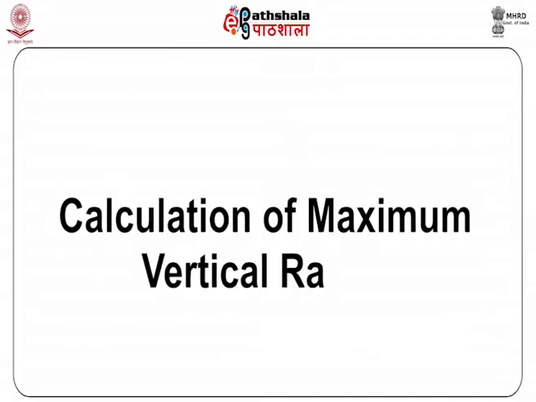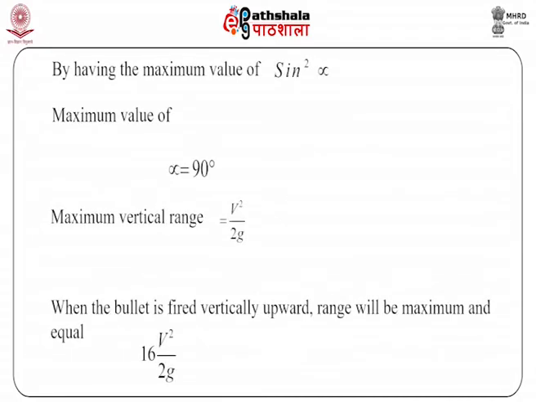Calculation of maximum vertical range. By having the maximum value of sine square alpha, we shall have maximum value of vertical range. Maximum value of sine alpha is 1 when alpha is equal to 90 degrees. So, maximum vertical range is equal to v square by 2g. So, when the bullet is fired vertically upward, range will be maximum and equal to v square by 2g.